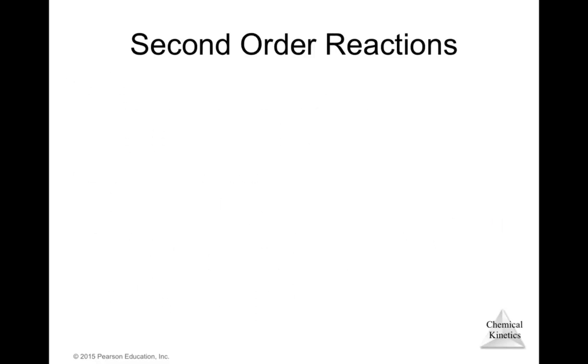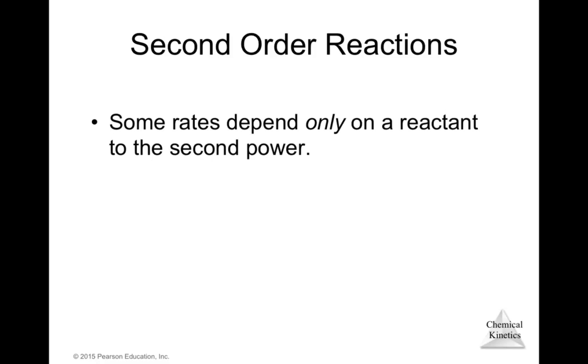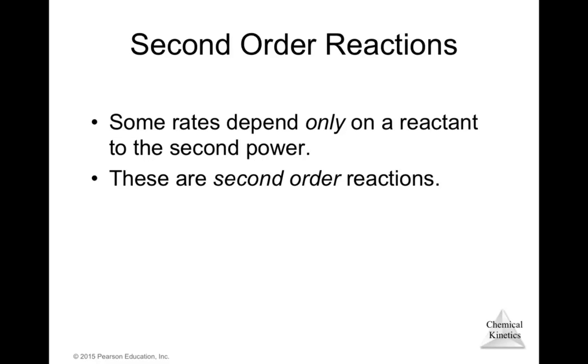Let's talk about the second order reaction. In the second order reaction, we find some rates that depend only on a reactant to the second power. Or we can also have two reactants, each of them first order. As we mentioned before, when we add both, it is a second order reaction. So a second order reaction is not just one reactant with a second power; we can also have two reactants, each one to the power of one.